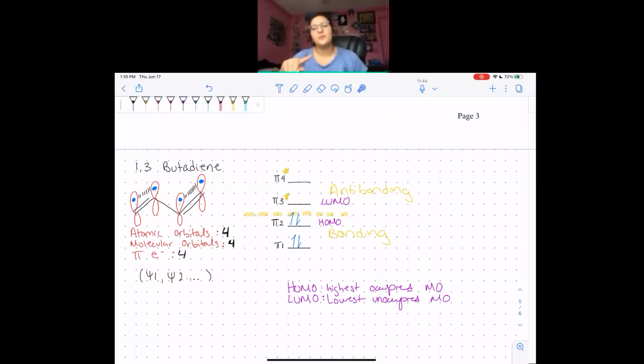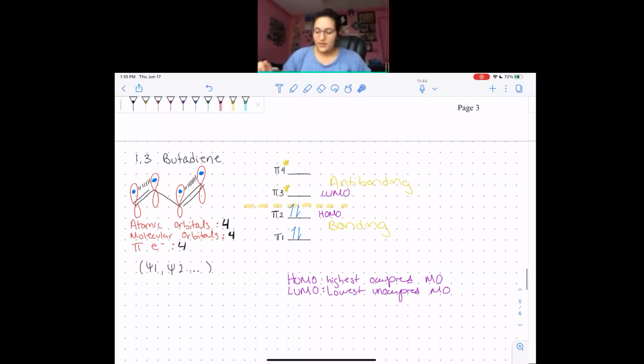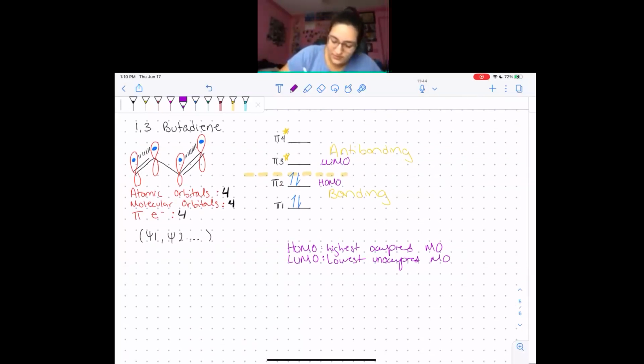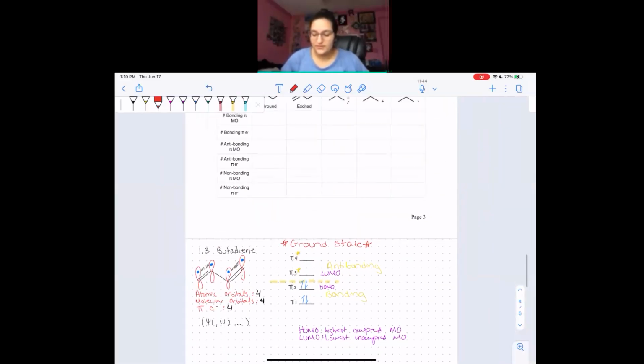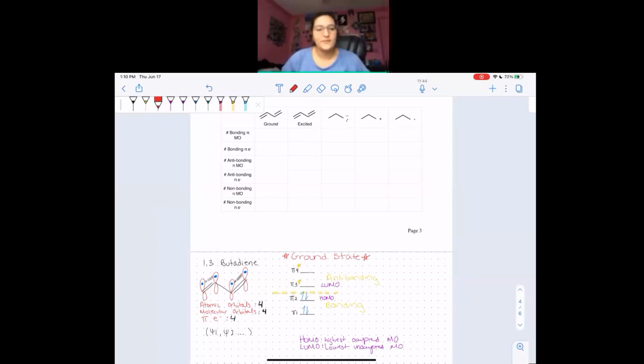So someone asked about non-bonding. We're going to put a pin in that and we'll get to it in like 5 minutes. So I forgot to put this on top. We're basically talking about the ground state right now. Okay. So I'm going to go up here and we're going to fill out the diagram together as promised.